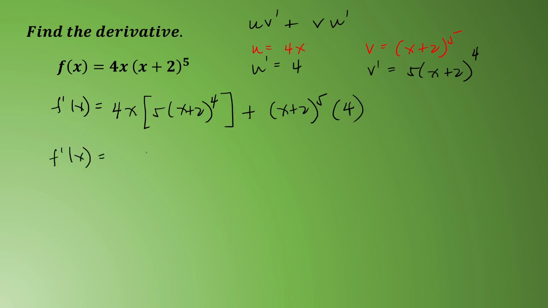So simplifying, we can multiply 4x by 5. So I have 20x, and then x plus 2 raised to 4, plus, this would be 4 times x plus 2 raised to 5. So this is now the derivative of the given function.